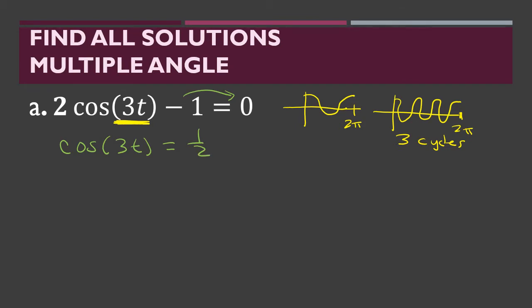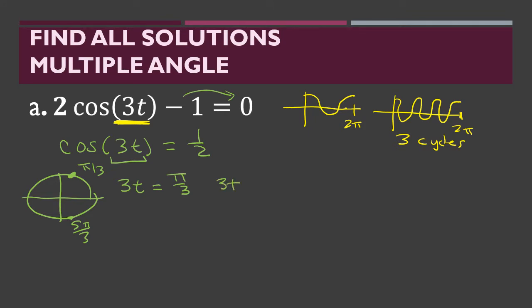So normally I would come to my unit circle and I would say, all right, cosine represents the x-coordinate. The x-coordinate is 1/2 right here at pi over 3, and right here at 5 pi over 3. So normally I would just write x equals pi over 3, x equals 5 pi over 3. However, I don't have an x here. I have a 3t. So now I'm going to say that 3t equals pi over 3. And I'm also going to say that 3t equals 5 pi over 3.